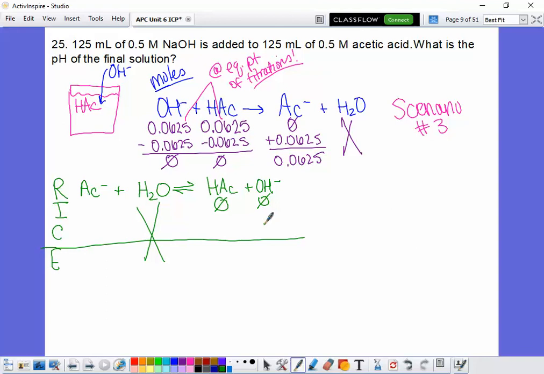Wrong. Because 0.0625 is the moles, and I can only put concentration in a rice table. So I divide this by 0.250 liters, right? Because we had 125 plus 125. And 0.0625 divided by 0.25 is 0.25. So that's what we put here. Whew. Don't worry, we're almost done. What are my changes? Minus x for the left, plus x for both things on the right.